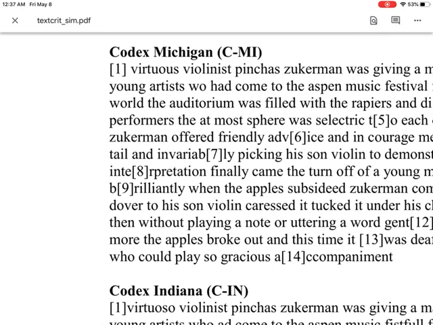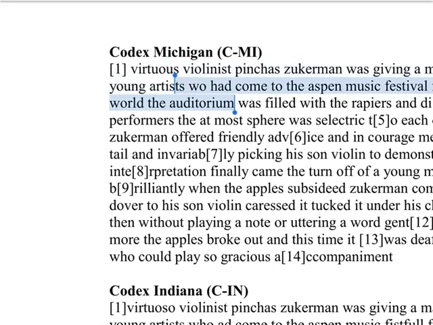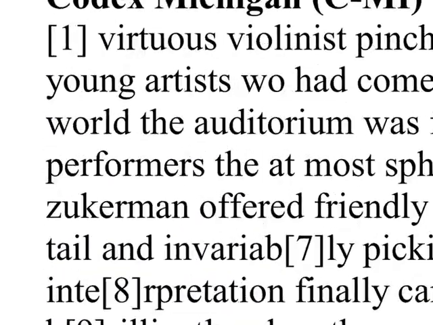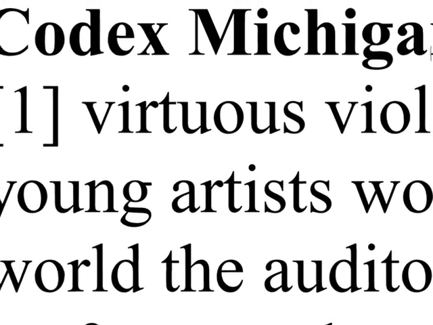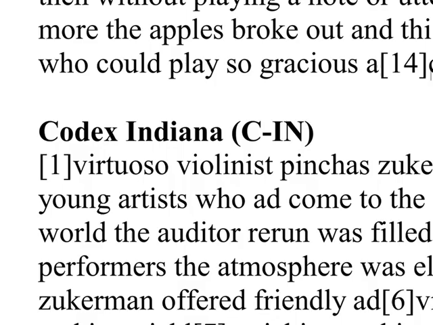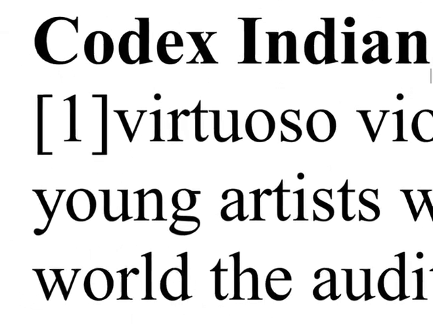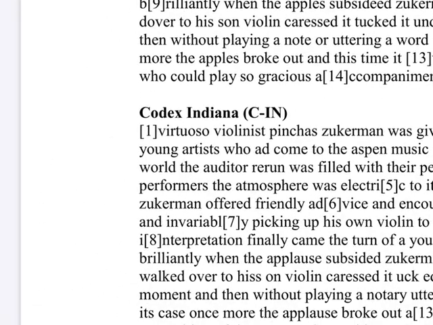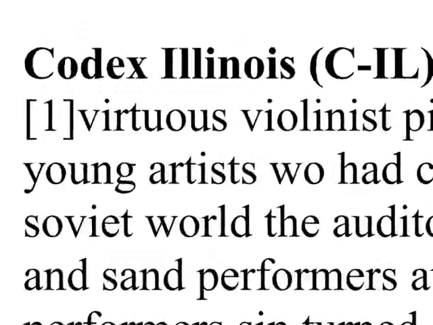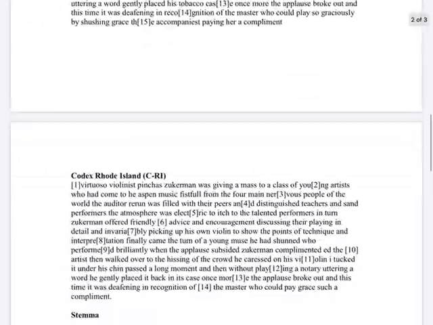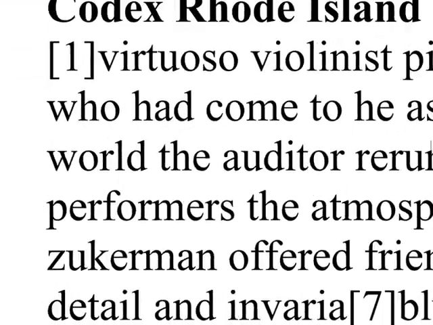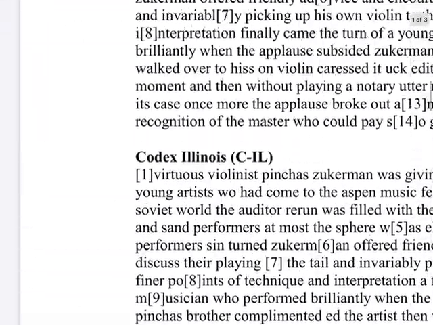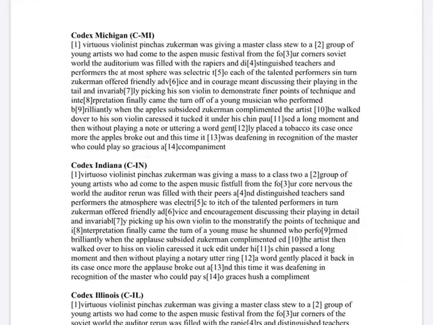Notice that this article says that the violinist was virtuous. That means he was a good person. But this other article in Indiana says he was a virtuoso. That means he was really good at playing the violin. Notice Illinois also says virtuous, and Rhode Island says virtuoso. So here's an example of textual criticism. Was the original article, we don't have the original article, was the original article describing him as virtuous, being a good person, or a virtuoso, a good violinist?